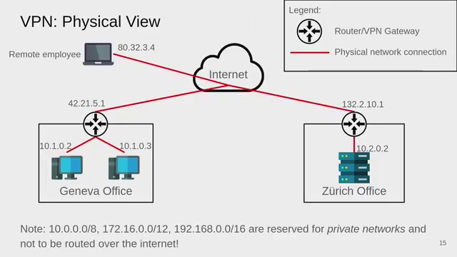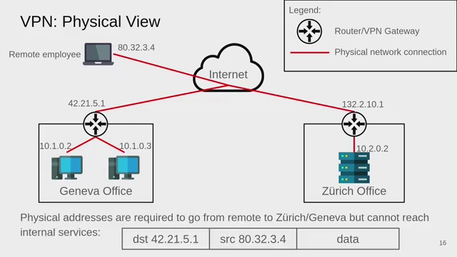So let's look at the physical view, right? Here we've got the remote employee at the top left. We've got the internet. We've got the Geneva office and the Zurich office. You see the IPs 10.1.0.2, 1.0.3, 2.0.2, which gives us the two different offices. So Geneva is 10.1, Zurich is 10.2. These are internal addresses that are not publicly routable. We are also seeing their public addresses. So Geneva is the 42.21 public address, and Zurich is the 132.2 public address. And we see the remote employee with the 80.32 address.